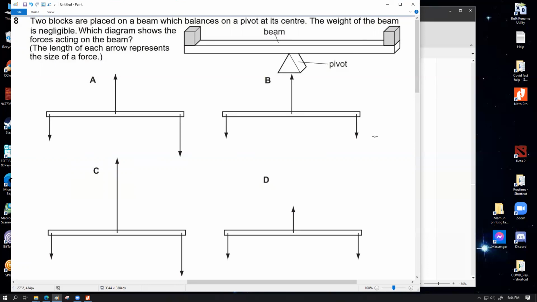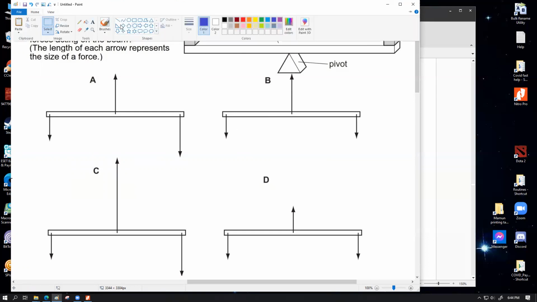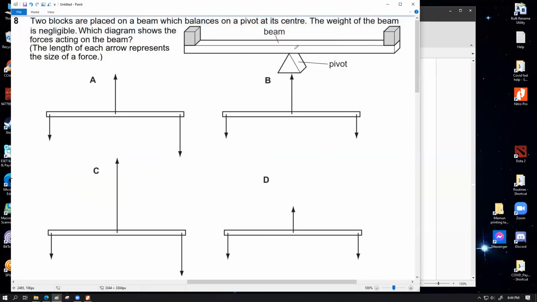So the sum of the downward forces should be equal to the upward force. There's only one upward force available in this figure, which I can try to draw maybe from here. We're going to have one upward force from the pivot point, and two downward forces from this point. So the sum of these two downward forces must perfectly balance the one force over here.